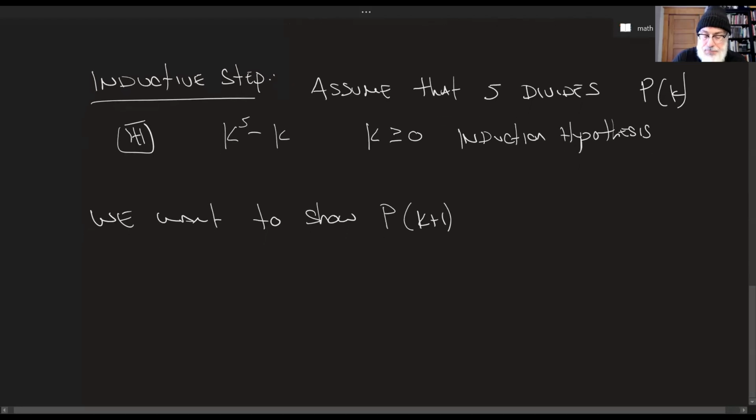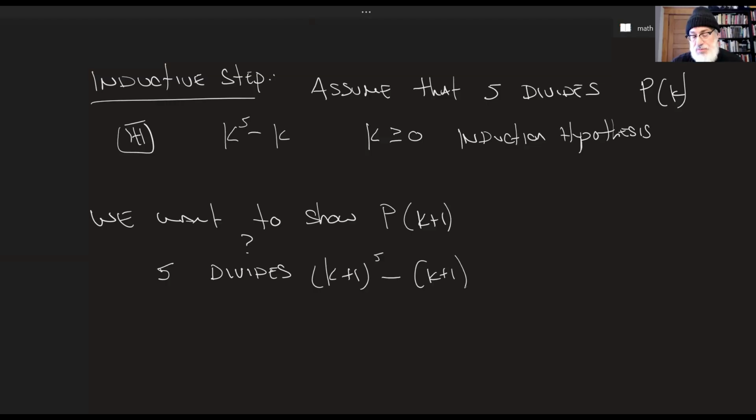And so what is that literally? Well, we're going to take the induction hypothesis and replace k with k plus 1. So what we want to show is that 5 divides, question mark, and I'm replacing k in the induction hypothesis with k plus 1, so (k+1)^5 minus (k+1). This is what we want to show. We want to show that the next case, the k plus 1 case, holds. And essentially, (k+1)^5 minus (k+1) is divisible by 5.